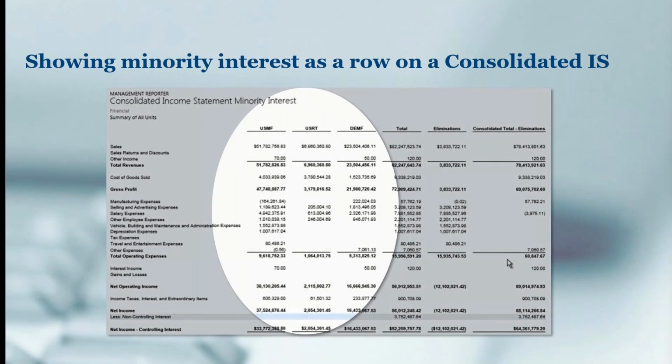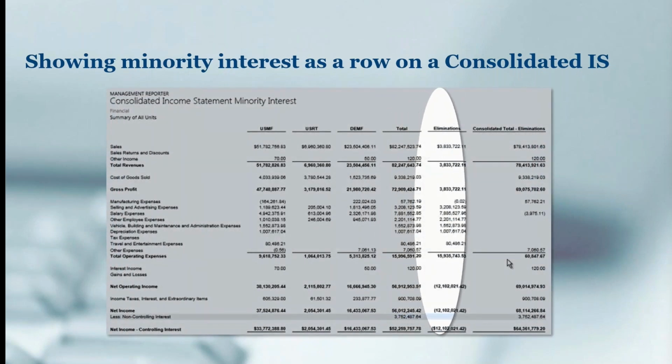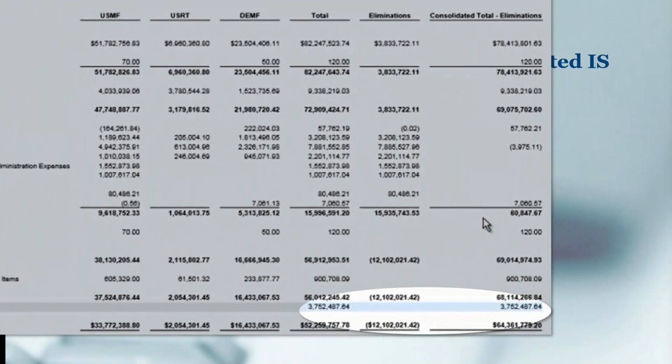As you can see, we have three individual company columns, a total, an elimination column, and a consolidated total here at the end. You'll notice we have minority interest only showing in the total columns. I'm going to show you how to make that happen.